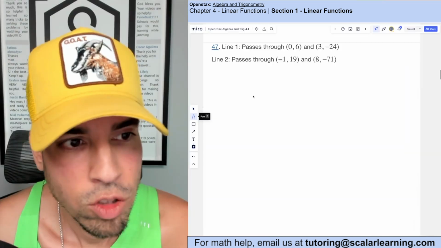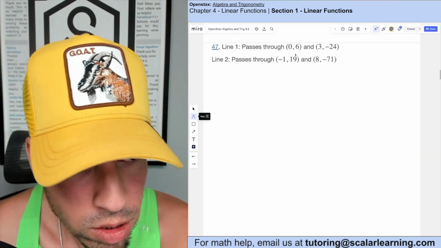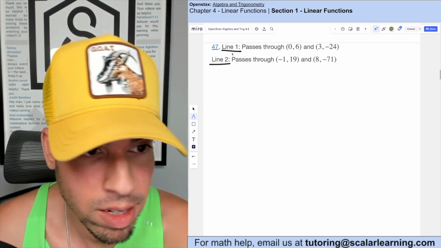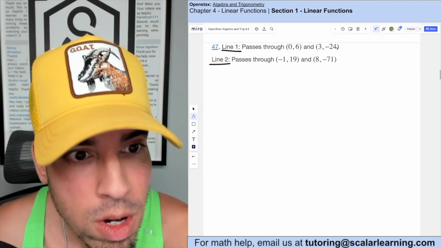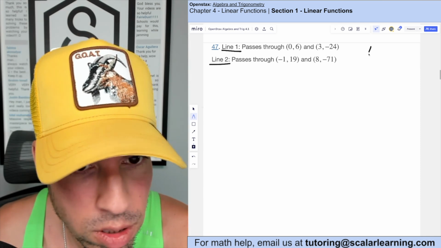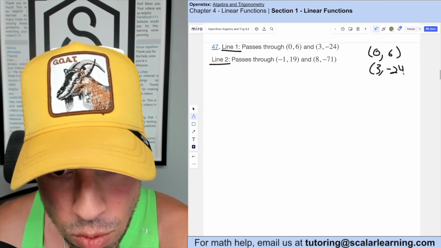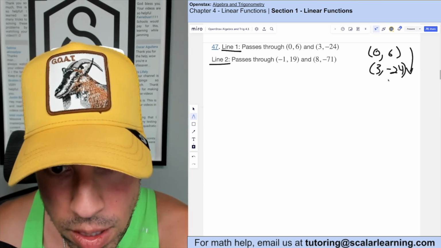Boom, done. So for this one, we have information about points for each of these two lines. So what we should do to figure out the relationship of the lines is calculate the slope first and foremost. So again, I'm going to stack the coordinates. So I got 0, 6, and I've got 3, negative 24. And we're going to subtract down, right, to get the slope.